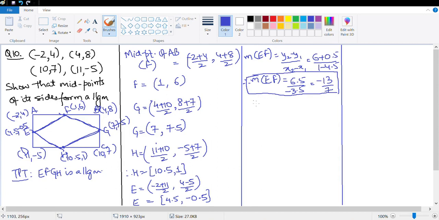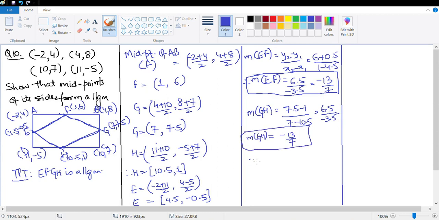Let's find the slope of GH. So slope of GH will be y2 minus y1, which means 7.5 minus 1 upon x2, which is 7 minus 10.5. 7.5 minus 1 is 6.5, and 7 minus 10.5 is -3.5, which is equal to -13 upon 7. So since slope of EF is equal to slope of GH, therefore EF is parallel to GH. Let's give them some numbers so that when we collate it finally, it'll be easier for us. So let's say this is 1, calculating G is 2, H is 3, E is 4, and slope of EF is 5, slope of GH is 6, and number 7 is EF is parallel to GH.